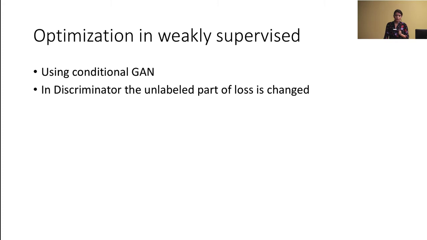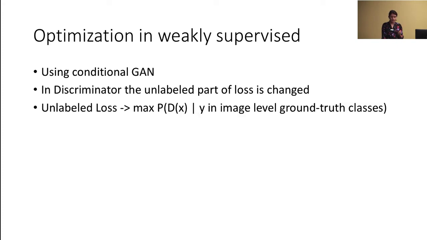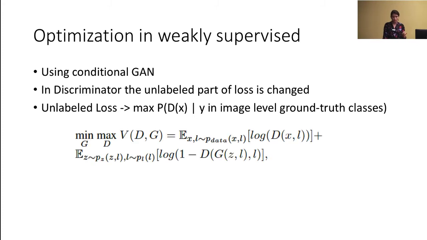So as I said, we use conditional GAN when we have the class information, and in the discriminator, we change the loss. Now, the loss should maximize the probability of seeing only those labels that we have in the training data and in the ground truth. So this is the conditional GAN formulation.